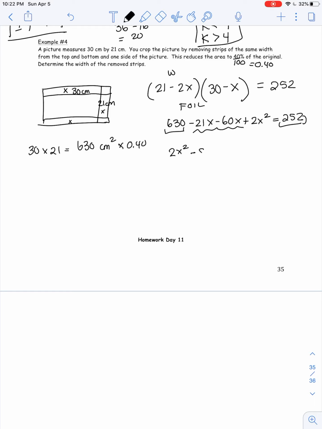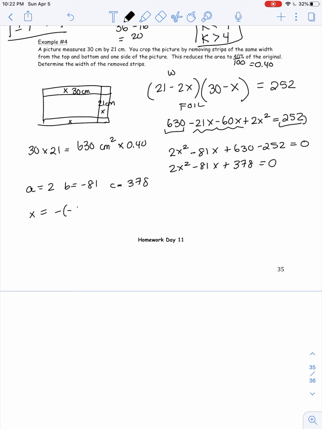So we're going to have 2x squared minus 81x, and then you're going to have positive 630 subtract 252 because we want 0 on one of the sides. And then 630 take away 252 gives us 378. So positive 378 equals 0. Now we know our a is equal to 2, our b is equal to negative 81, and c is equal to 378. And now we're going to use the quadratic equation, or quadratic formula.